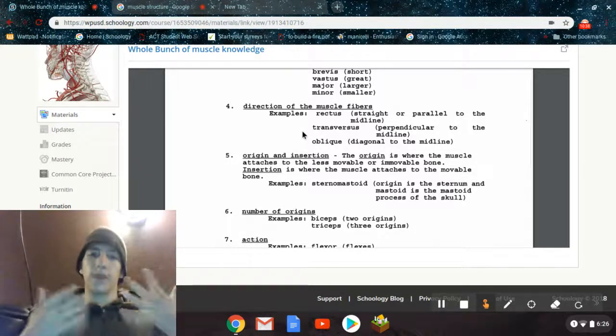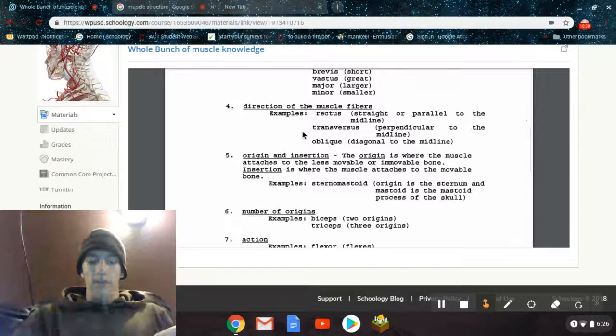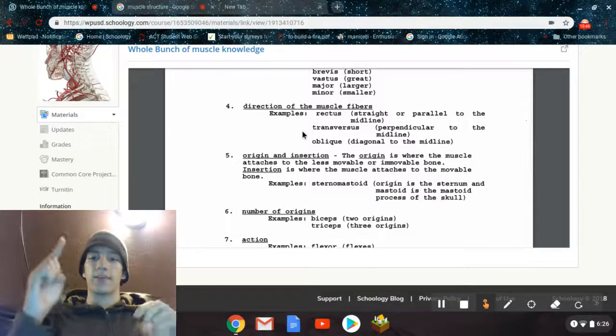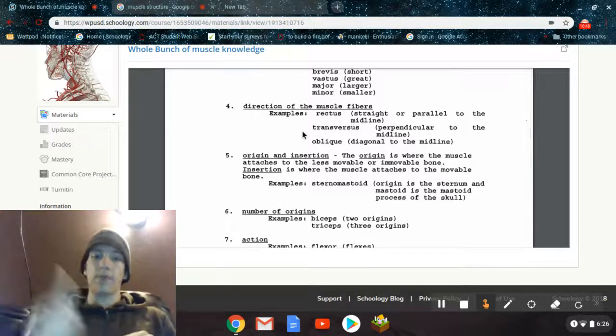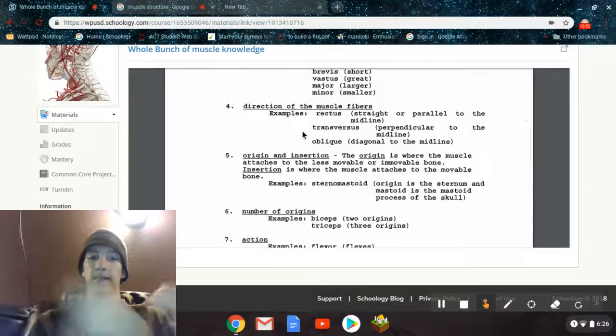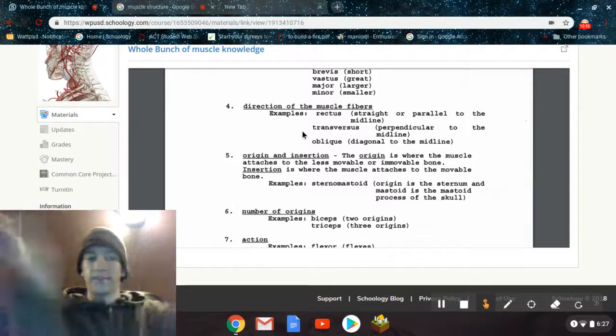So most of the direction terms are talking about towards your midline, the very center line of your body. Rectus would be just straight up and down. Transversus would be side to side, and oblique would be diagonal in any direction.